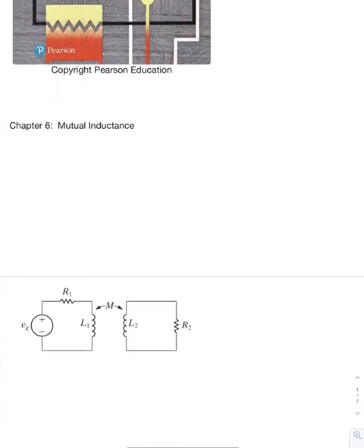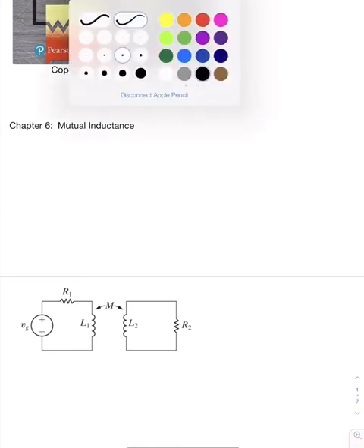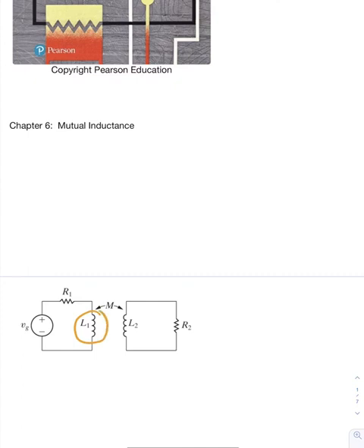As we talked in class, mutual inductance is when a magnetic field is created by one inductor, L1 or L2. Let's talk about L1. L1 envelops L2 and creates a mutual inductance. Likewise, the magnetic field created by L2 also envelops L1 and creates a mutual inductance.